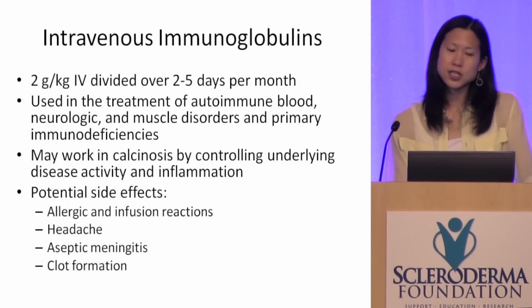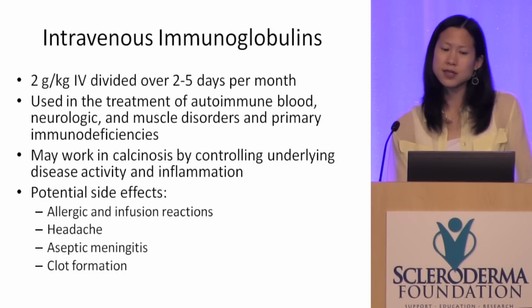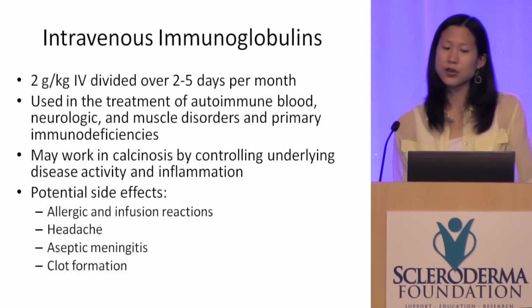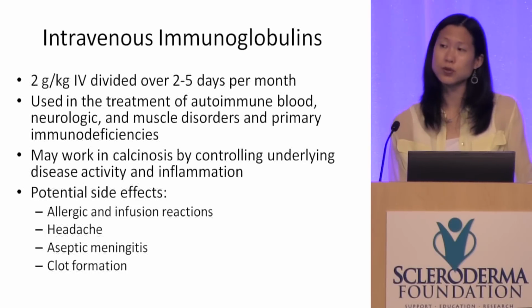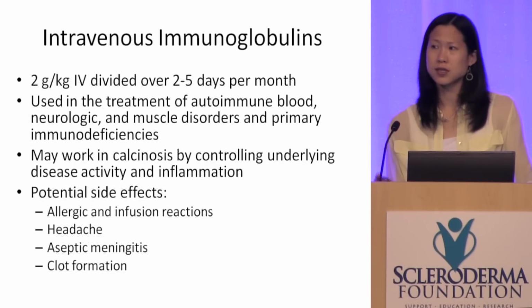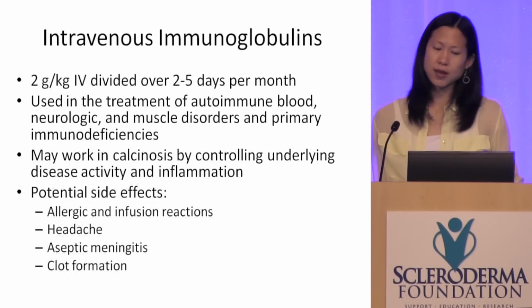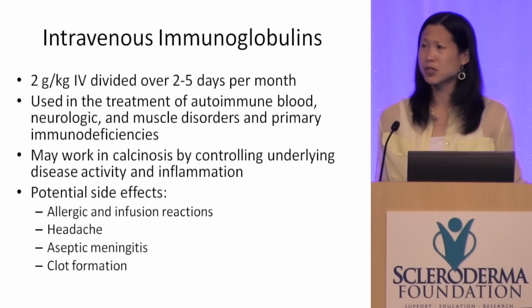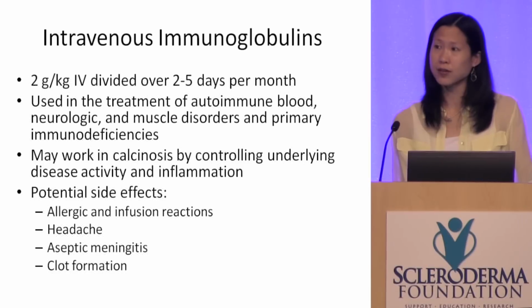Intravenous immunoglobulins, or IVIG, is an infusion that's given to patients for the treatment of autoimmune blood, neurologic, and muscle disorders, as well as given to patients who have primary immunodeficiency. So it's approved for multiple treatments of different autoimmune diseases. And they're infusions that are given over 2 to 5 days every month. So monthly infusions for a few days each month. And in calcinosis, we think it may work by actually controlling the underlying disease activity, particularly in patients with dermatomyositis. We think that calcinosis is related to disease activity and damage that the tissues sustain after having a lot of active skin disease. So IVIG may work by controlling that inflammation and, again, the underlying disease activity.